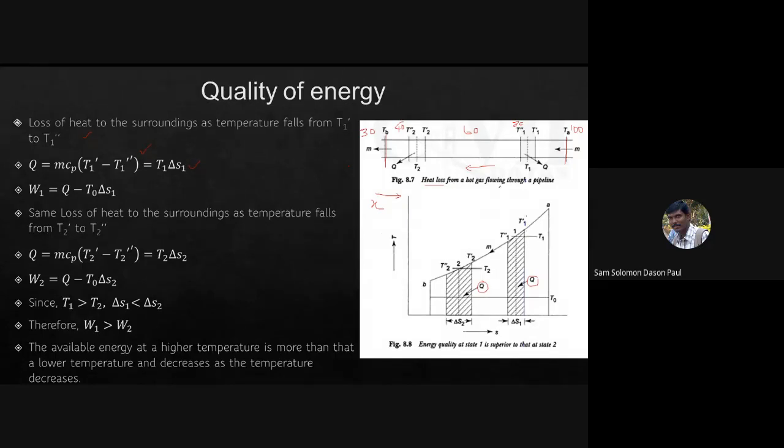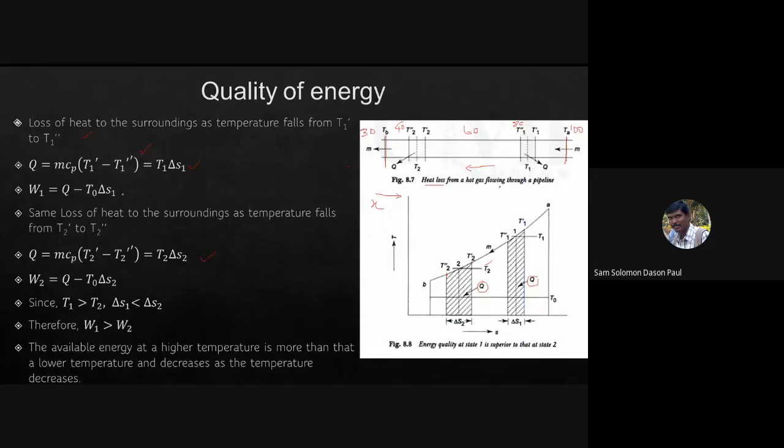There is heat loss that happens between T1 dash and T1 double dash to the surroundings, and I assume the same amount of heat loss happens when the temperature drops from T2 dash to T2 double dash as well. T2 double dash is this point and T2 dash is this point. The average of T2 dash and T2 double dash is T2. So the heat loss for this particular temperature difference is mCp into T2 dash minus T2 double dash, and by definition, we can also call it T2 delta S2.